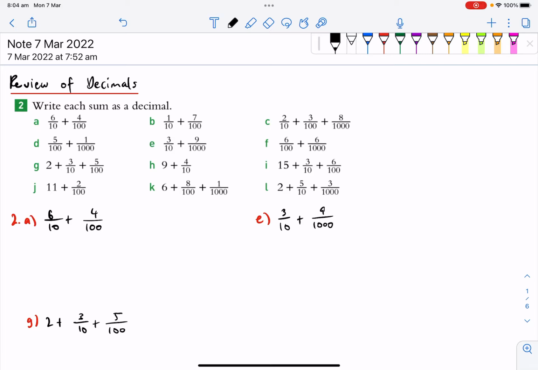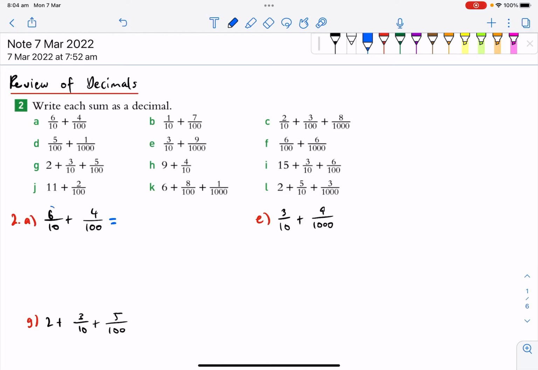Now, question 1 is pretty straightforward. I left it behind. So I've jumped straight into question 2. And I've got these 3 examples to help you to understand how to answer this. So first things first, 6 out of 10 plus 4 out of 100. Now, there's a very easy way to be able to do this. Now, what we do, whenever something is over a 10 or 100 or 1,000, these numbers that start with a 1 and end with 0, they're very easy to convert to decimals.